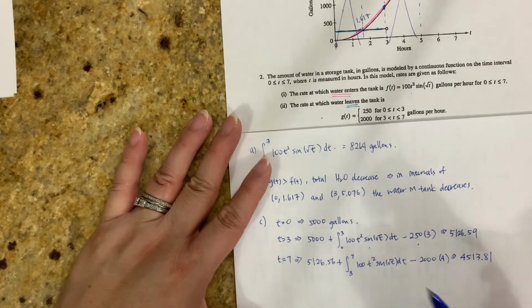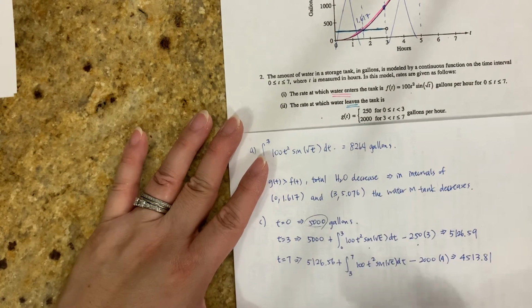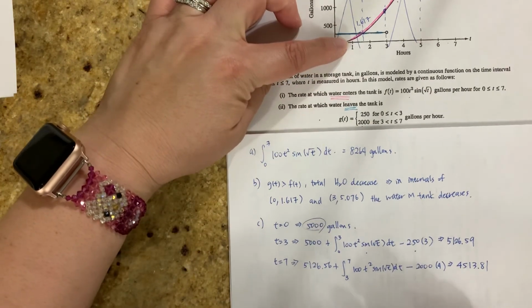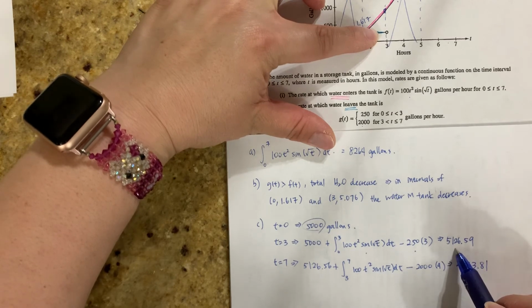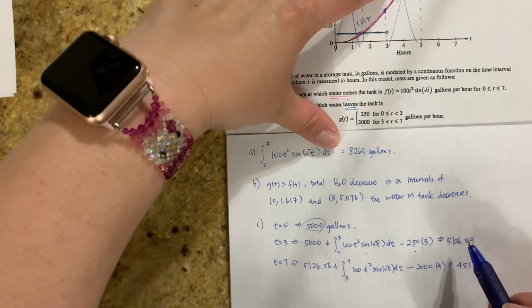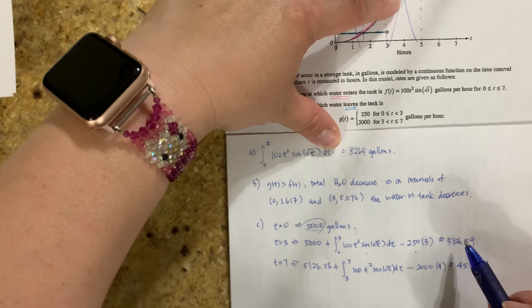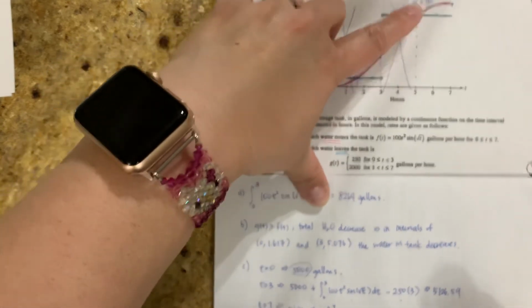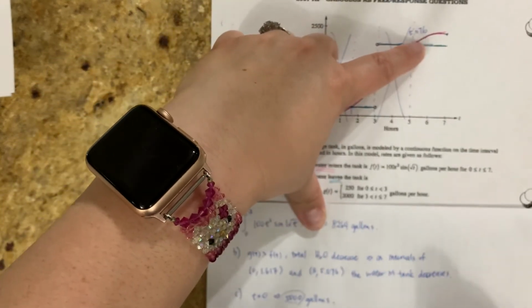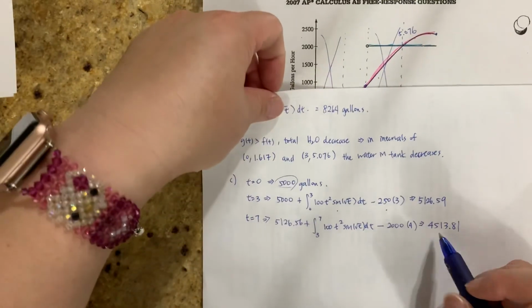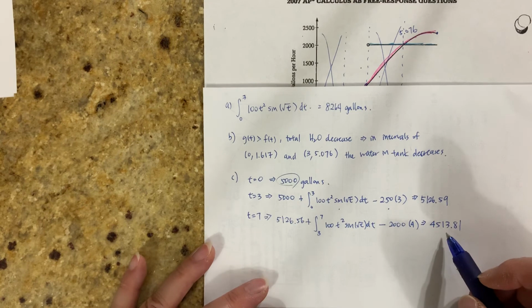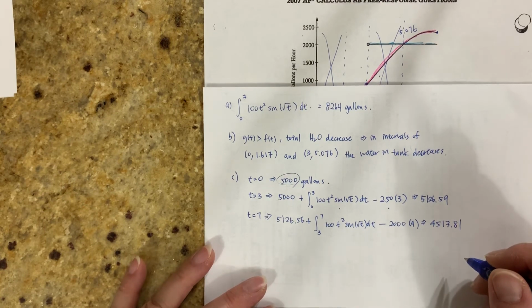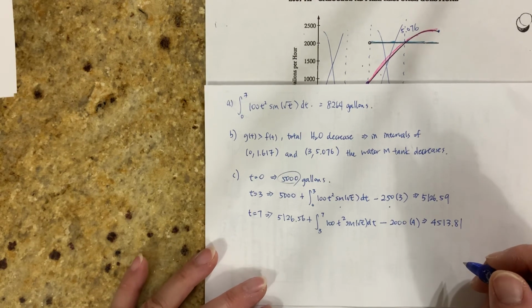4,513.81. So we started with 5,000, then water left more than coming in, then added more water. So at the end of 3 hours, I'm at 5,100 gallons. And then more water leaving with water coming in, and I had more water coming in at the end. So I ended up with still a little bit less than I began. So to answer the question, to the nearest gallon, compute the amount of water at this time. So for what time is the water in the tank greatest?